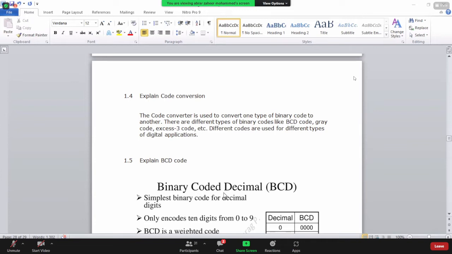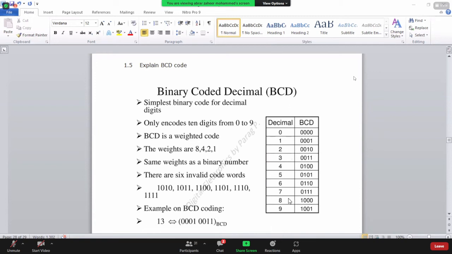Next, what is the BCD code? BCD stands for binary coded decimal. It is the simplest binary code for the decimal digits. Here we can see the decimal and the BCD code for it. It only encodes 10 digits, from 0 to 9. BCD is a weighted code, and the weights are 8421, the same weights as for binary numbers. There are 6 invalid codes: 1010, 1011, 1100, 1101, 1110, and 1111.